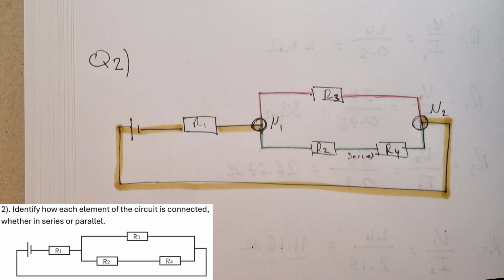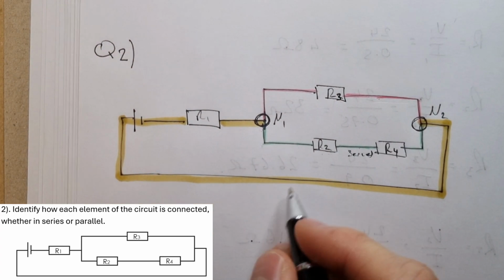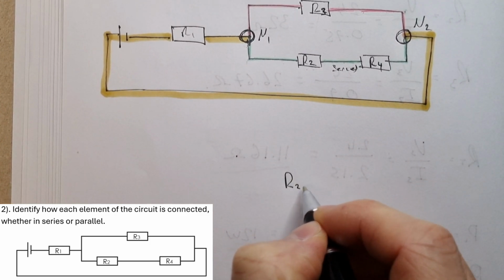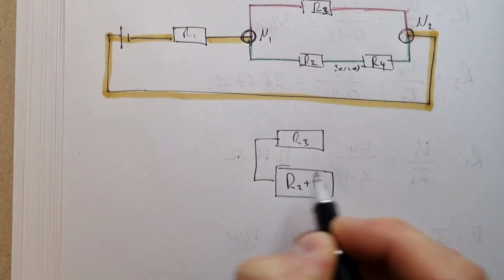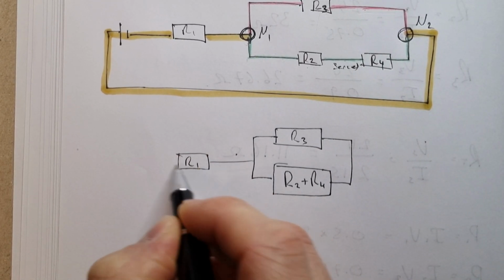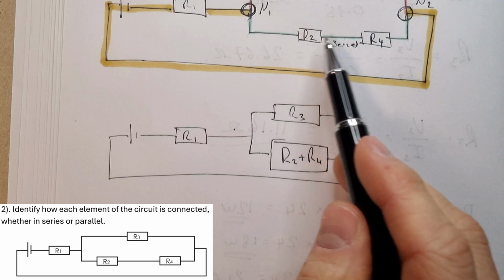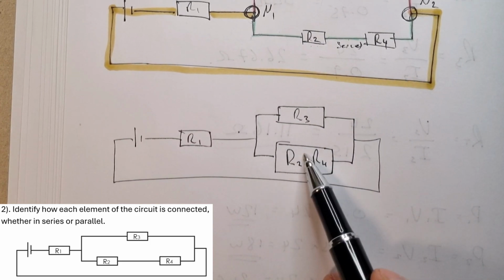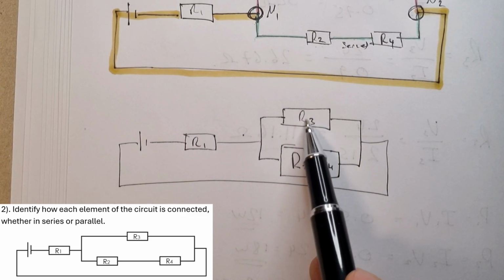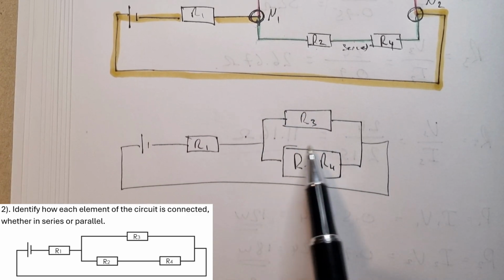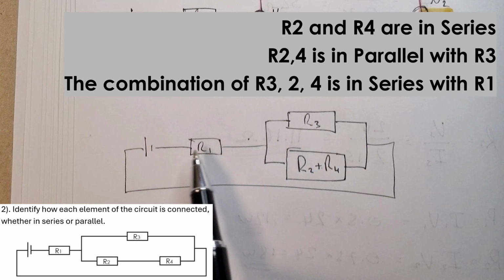So if we were to simplify that down in terms of a sketch, it would look a bit like this, where we take R2 and R4 together into a single resistance by adding them because they're in series, and that would be in parallel with R3 like this. So we would simplify the green branch down, R2 plus R4, to get a single resistance, and then that resistance would be in parallel with R3, and then that combination in parallel would be in series with R1. This whole combination in series with R1.